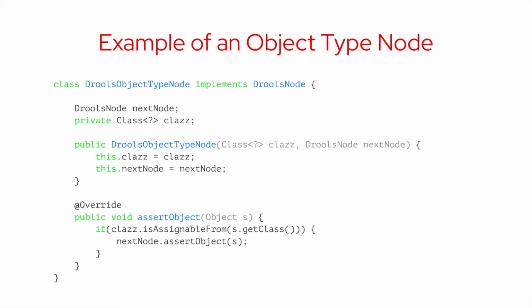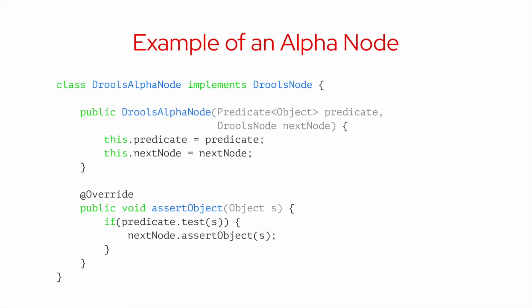Here's an example of how we could write a simple object type node. We create a class called DroolsObjectTypeNode that implements the DroolsNode interface, which means it implements the assertObject method. In the constructor of the class, we pass a class reference and then the next node to be evaluated. And here's an example of how we could implement a simple alpha node. We create a class that in the constructor takes a Java predicate and the next node to be evaluated.